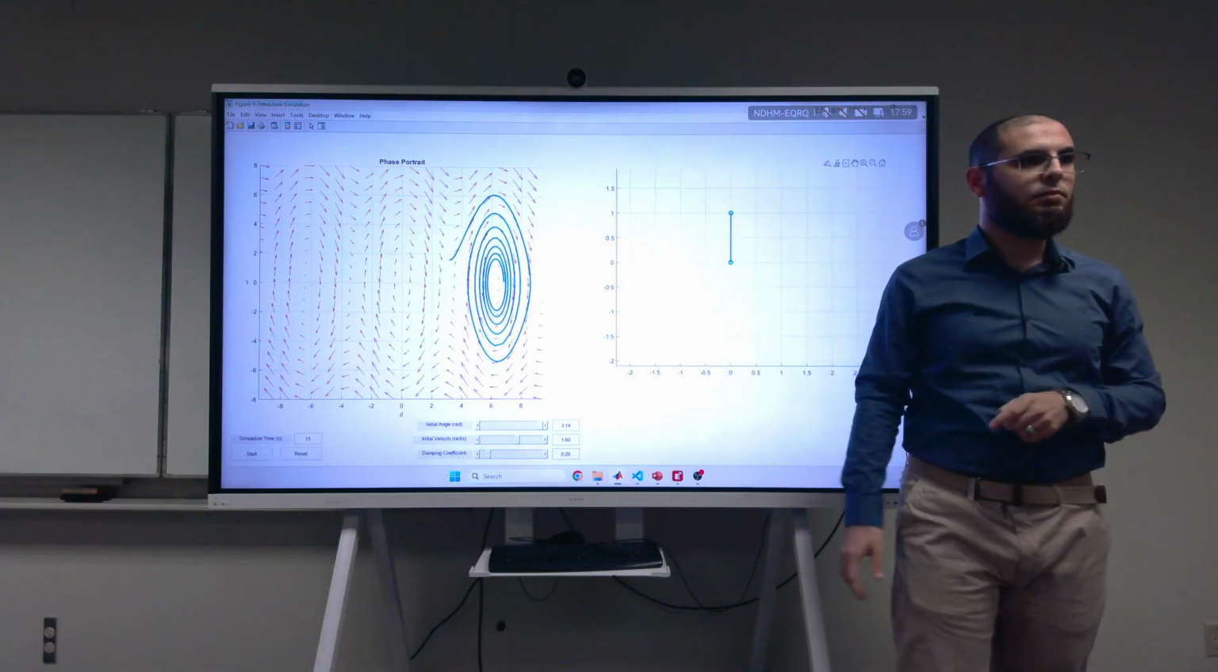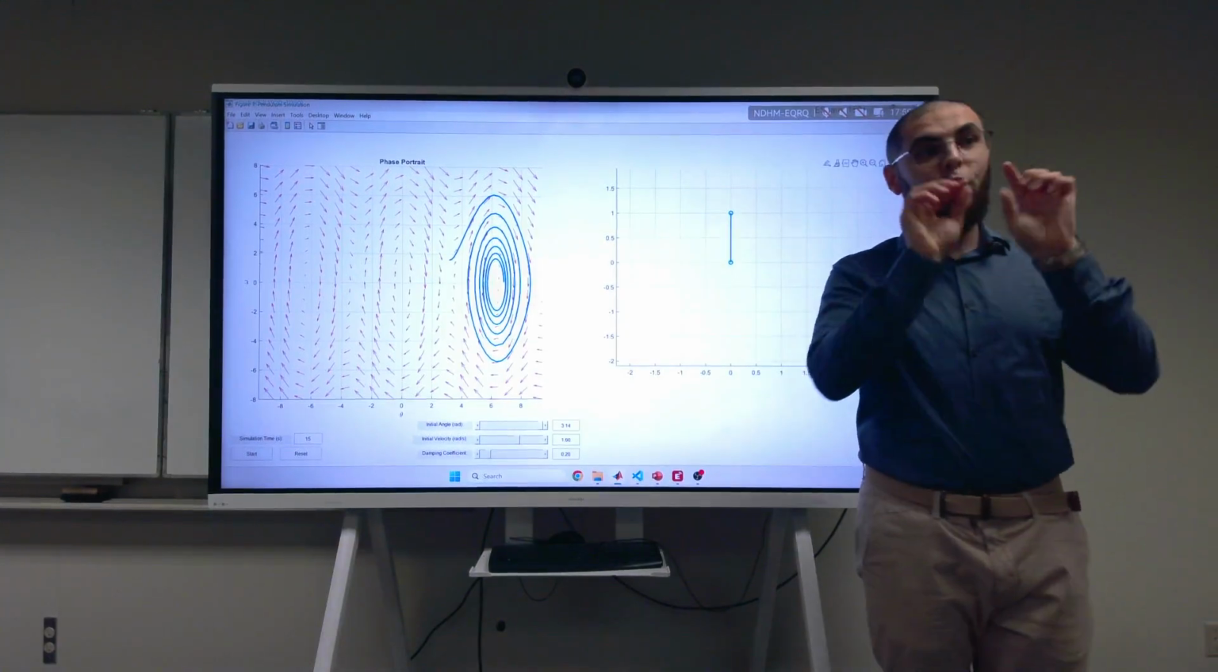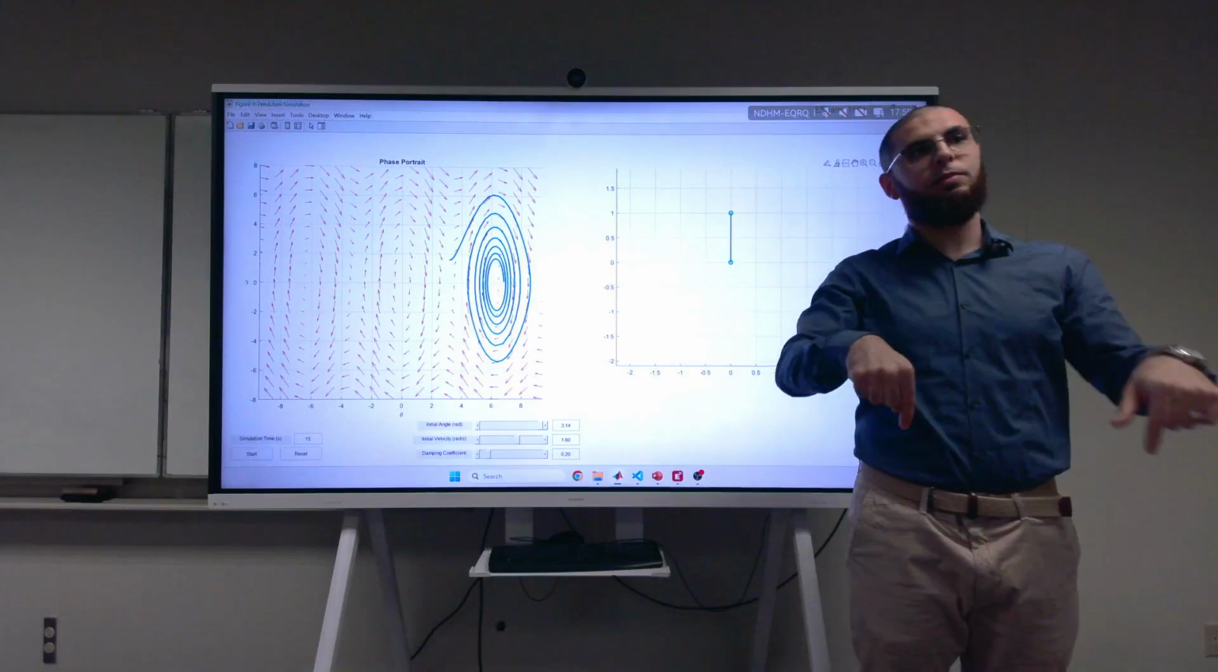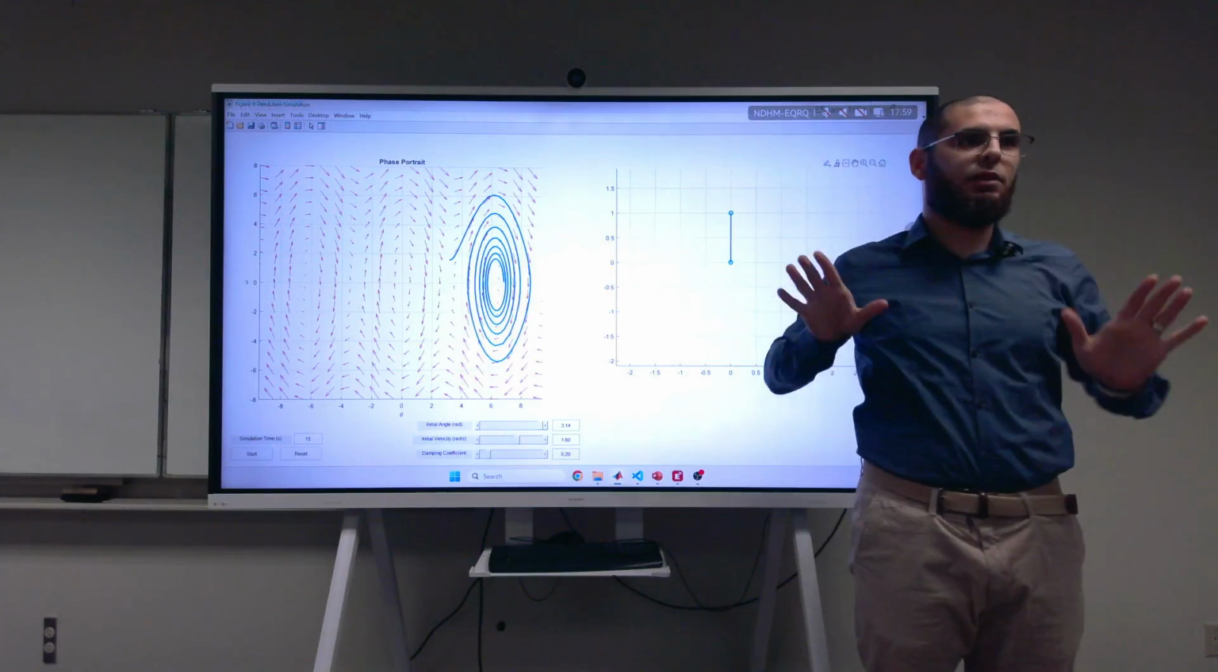Doesn't the equilibrium point itself say that it should be stable? No. The equilibrium point by itself means if you start at it, you remain at it. Not if you start near it, you go to it. That's a different thing.